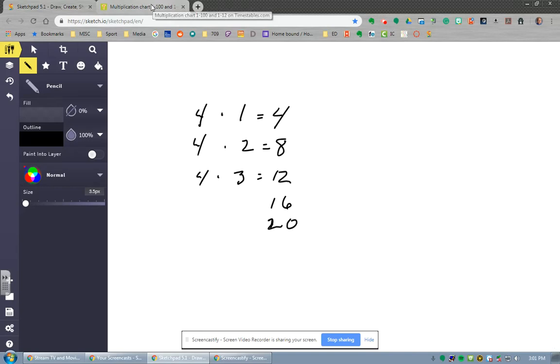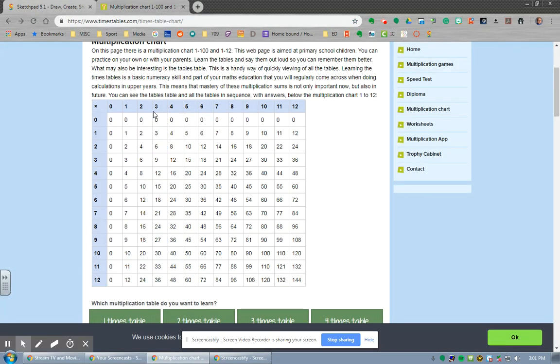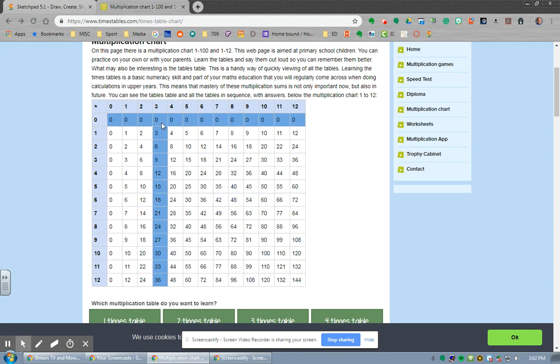If you're familiar with your multiplication chart, you could do the same thing. So here we have 4, and as we go down, you can see that 12, 16, 20, 24, and so on are all multiples of 4.